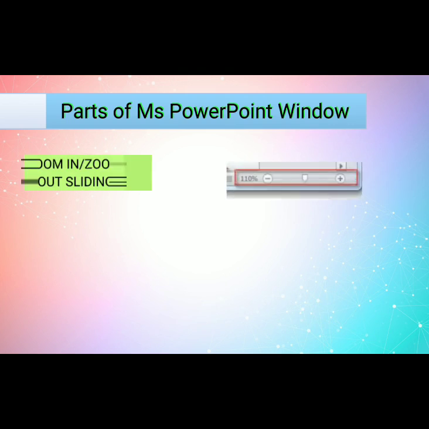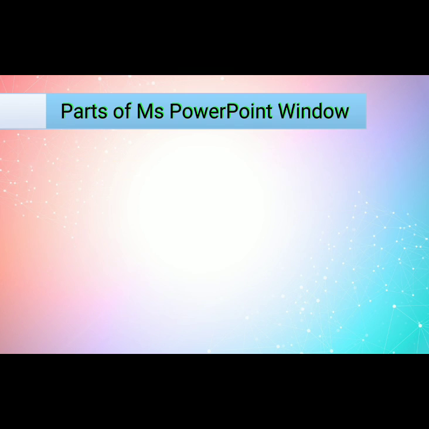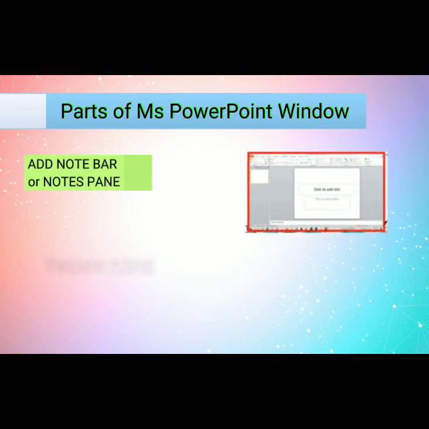Zoom in or zoom out sliding. The zoom slider in PowerPoint appears in the lower right corner of the application window in the status bar. You can use this tool to change the magnification level of the slide. This does not modify the slide at all, but only changes your perception of how close or far away it appears on screen.